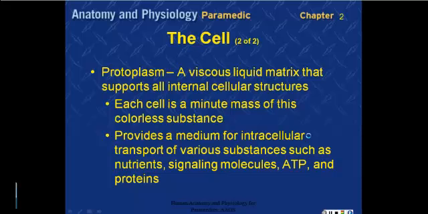Protoplasm is the viscous, liquid, watery matrix that supports all the internal cellular structures. There's a minute mass of protoplasm in each and every cell of the human body. It provides a medium for intracellular transport of various substances such as nutrients, signaling molecules, ATP, and protein. If we remember from Unit 1, ATP is adenosine triphosphate. It's the way in which your body stores and releases energy at the cellular level.